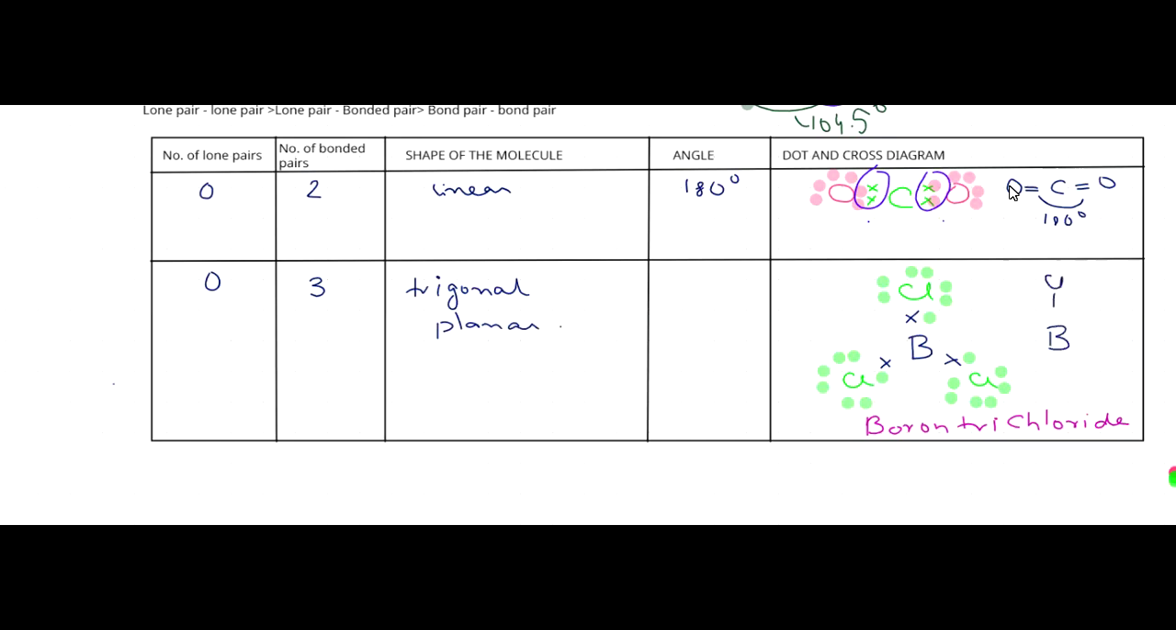Right? And in this case, the bond angle for trigonal planar is... I don't think we need to learn the bond angle for trigonal planar. All right, I'll tell you. It's fine, I'll still tell you. It's 120 degrees. All right, now let's continue.